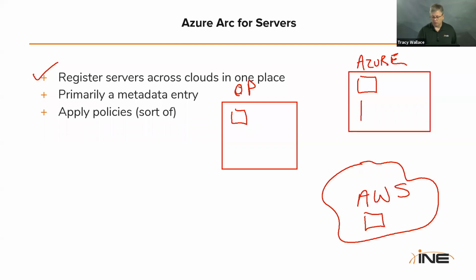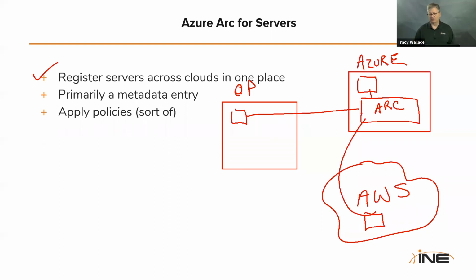Well, what I'm going to do is I'm going to set up Arc and register all of these servers. Well, really the one that's in Azure is not registered through Arc, but the others are. And so now I can, for example, go through the portal and I can see this data.